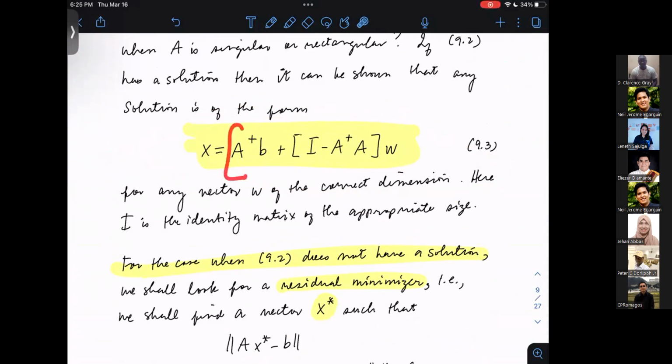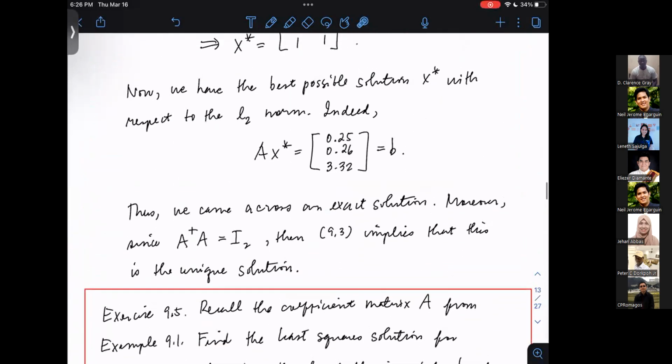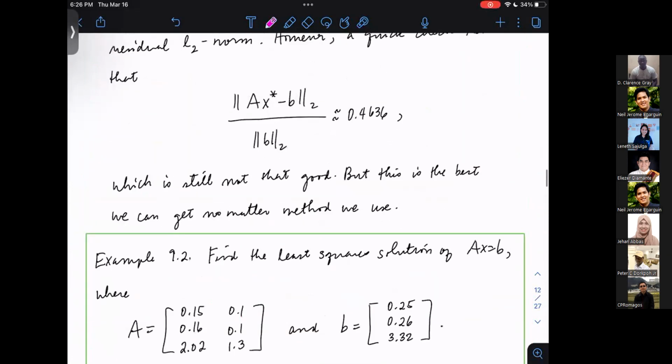So we know that (1, 1) is a solution and (1, 1) is A plus times B, right? And any solution can be obtained by adding to it this term, and it really depends on A plus times A, because W is any vector of the appropriate size or the correct dimensions, right? But if you go to the problem at hand, A plus times A is actually the identity matrix, all right? Remember the formula for all solutions, X star will be A plus times B. Was it A plus?